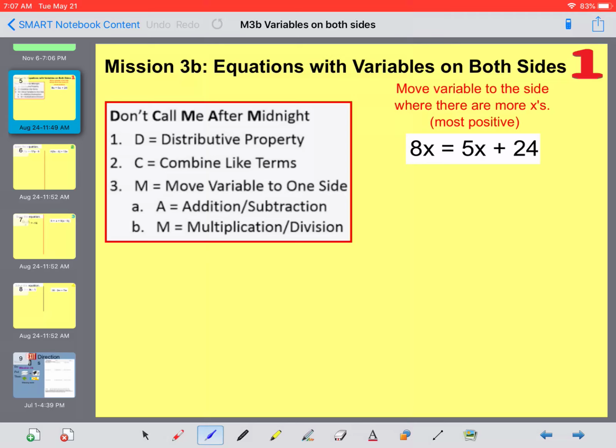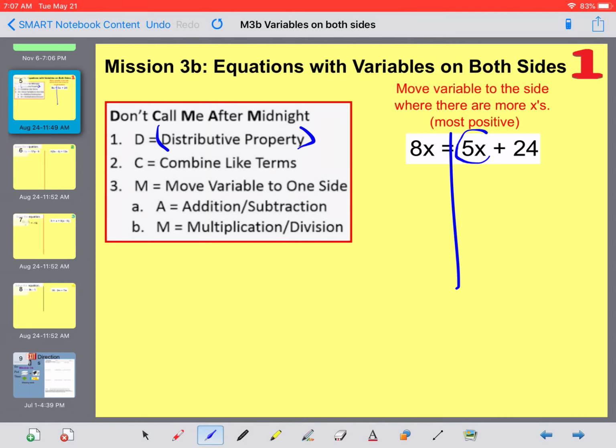Today we are doing mission 3B, which is equations with variables on both sides. This is a continuation of what we did yesterday to make sure we're extra good at these kinds of problems. Extra great. So first, we need to distribute if we have any parentheses. Next, we need to combine any like terms if they're on the same side of the equal sign. Third, we need to move the variable to one side, so that's where we're at for this problem right now.